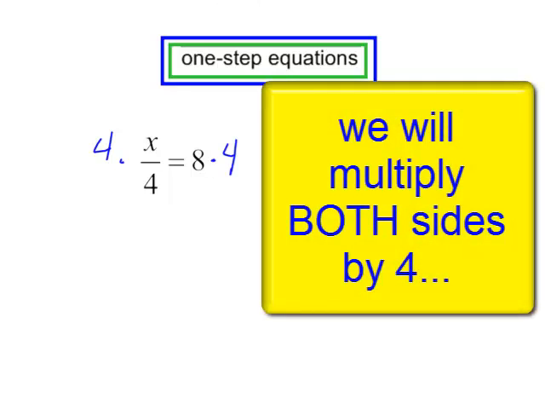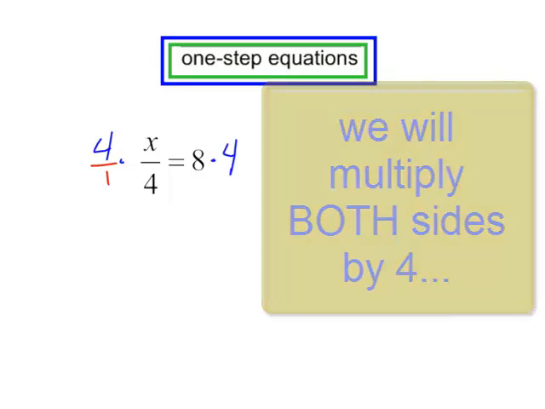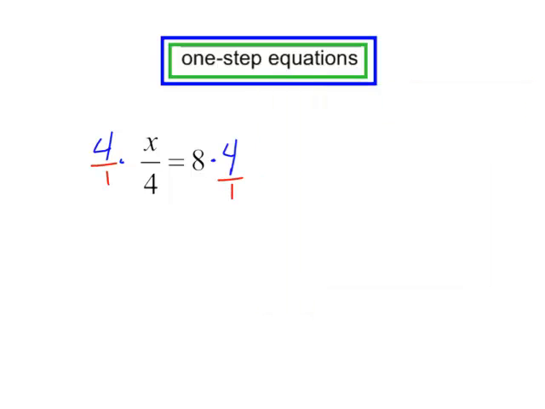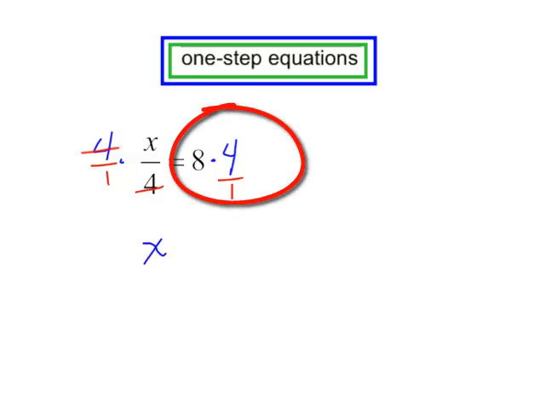And remember, this is just 4 over 1. If that helps you to put that over 1, that's fine. The 4's will cancel out. I will have x on the left, and on the right side, 8 times 4 is 32.